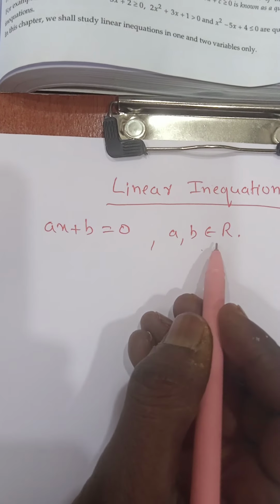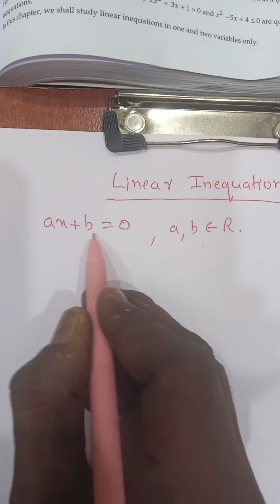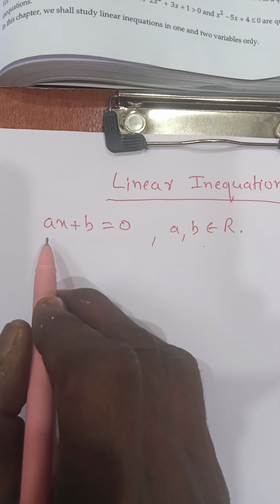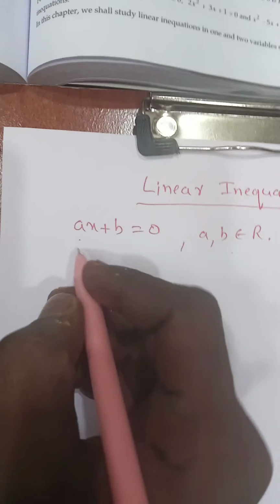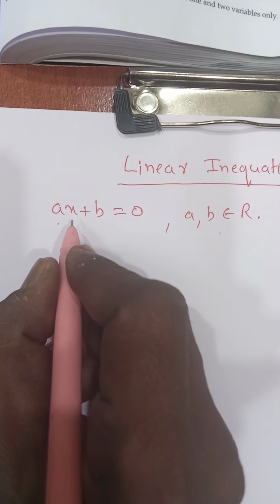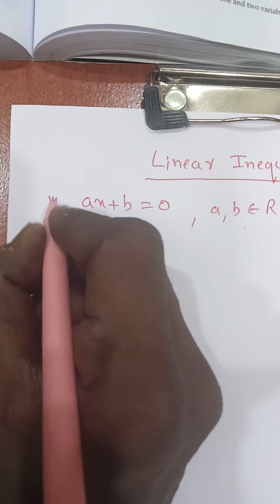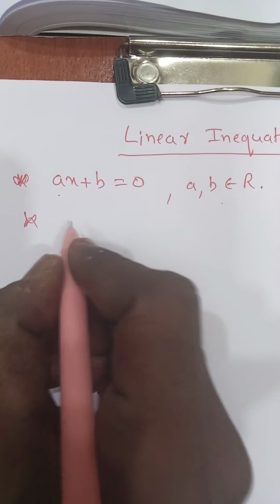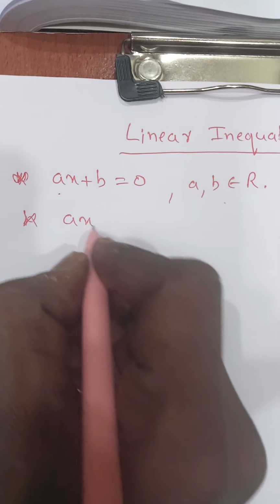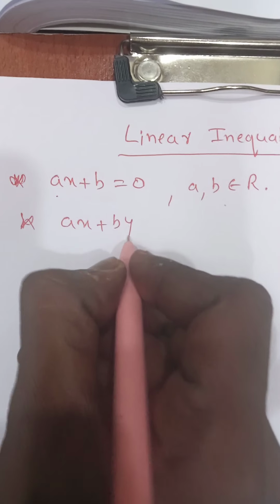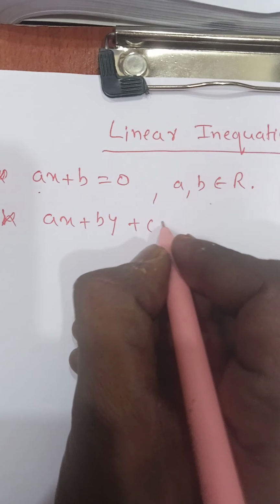These numbers are real numbers. If they are real numbers, we call it a real linear equation, here in single variable x. Now I am taking one more example of a linear equation. Consider it very carefully: ax plus by plus c equals 0.